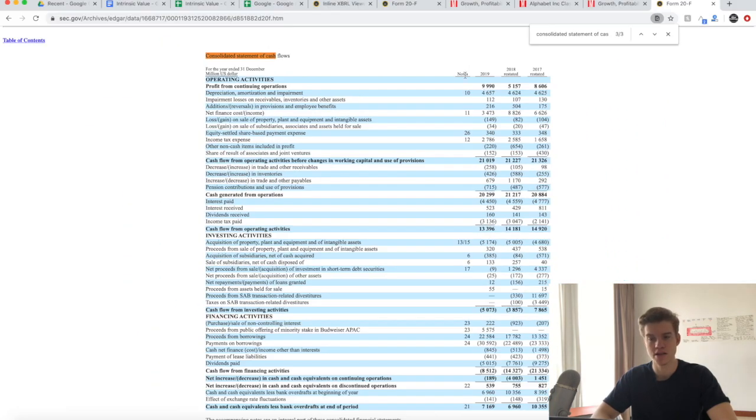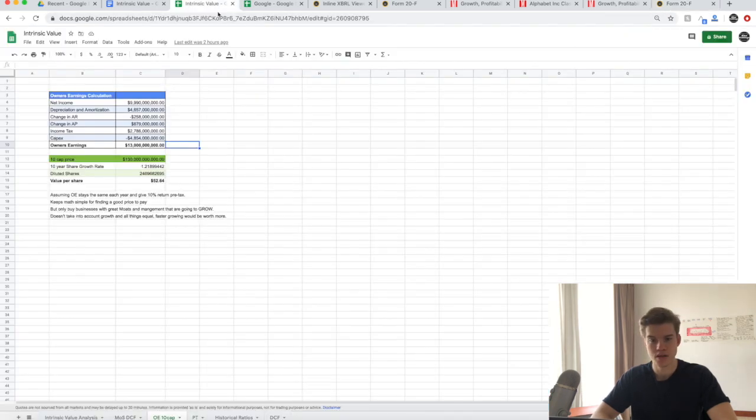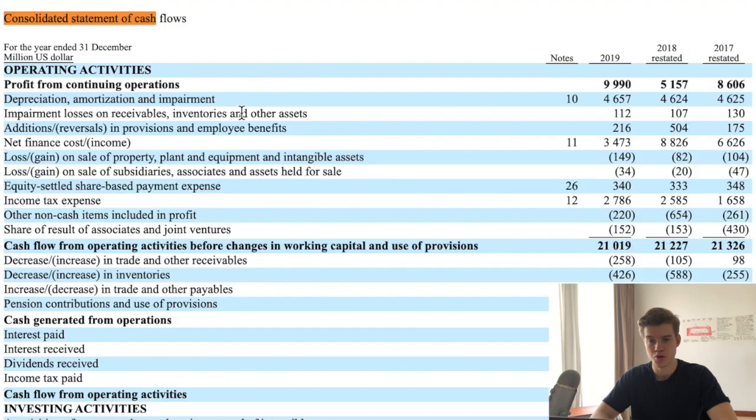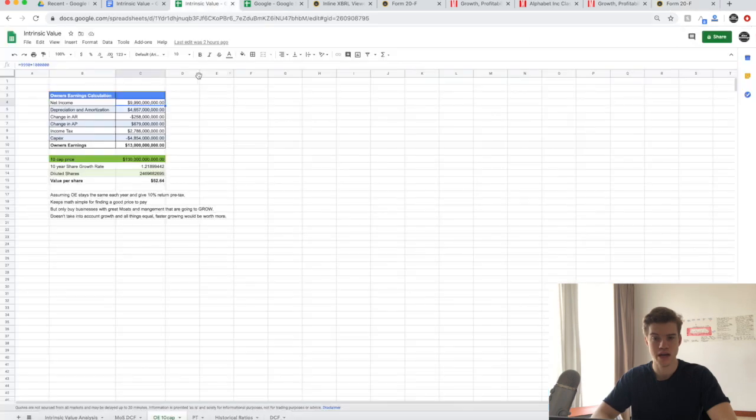So we can see that in 2019, it was 9.9 billion around. We take that number and we put it here. We then can now add back the depreciation, amortization, and impairment, which was 4.6 billion. So we add that back here.